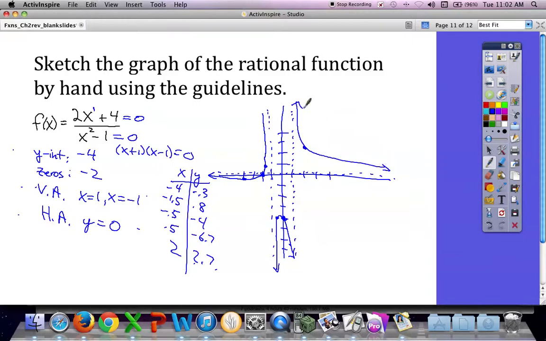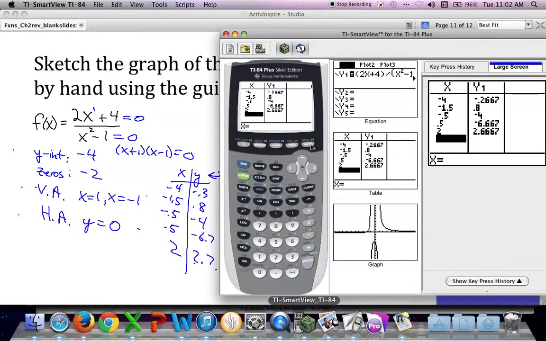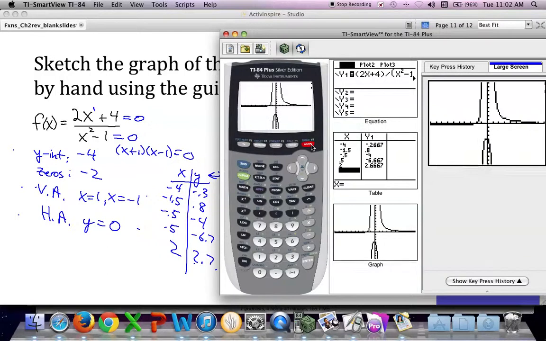What's that? Yeah, you can always check. If you have it in the calculator, look at the graph. And that's about right. Looks good. Okay.